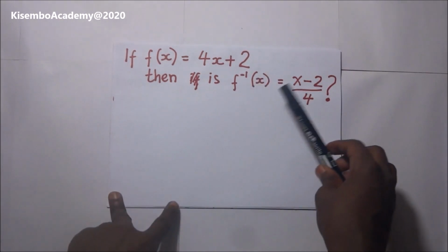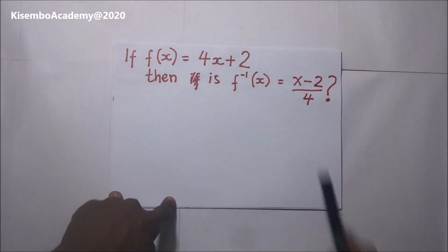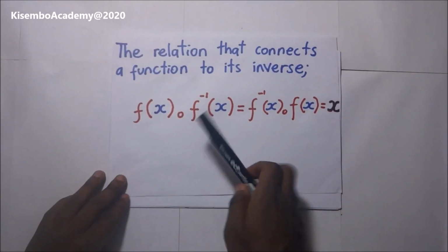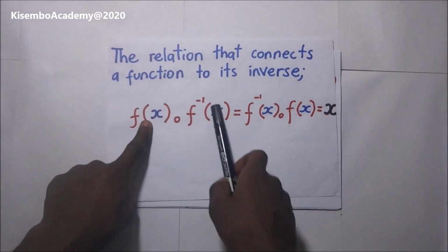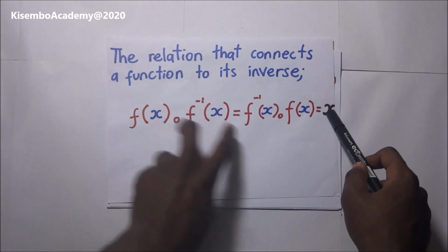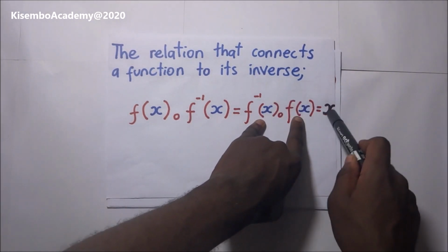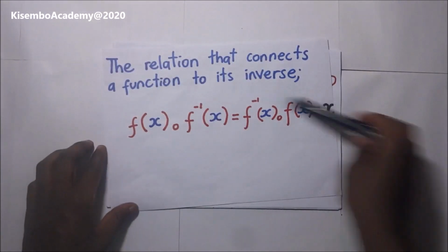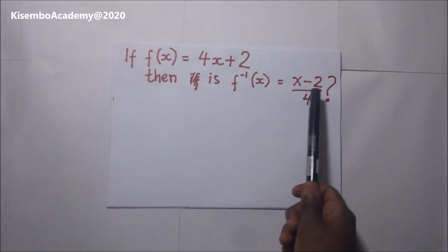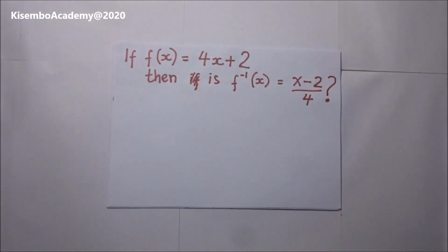To prove whether this function is indeed the inverse of that, we are going to use this relation. We work this out and see if it equals x, then work out the other order as well and see if it is also equal to x. If this relation is fully satisfied, then we can conclude that yes, this function is the inverse of the other. So we get started with the working.